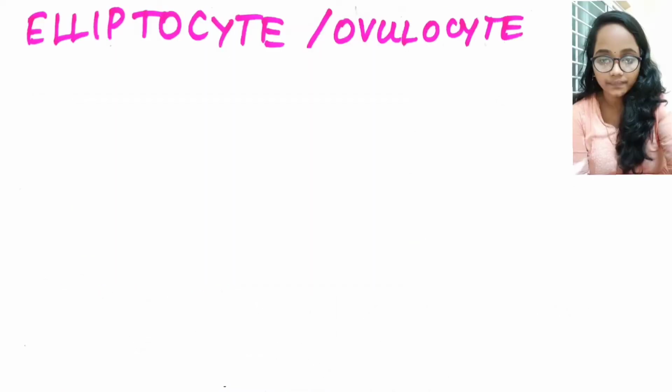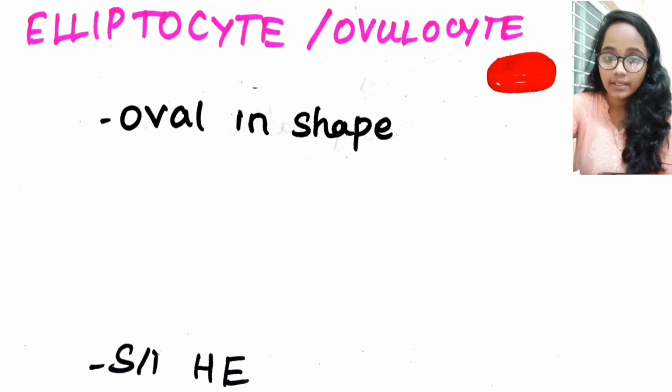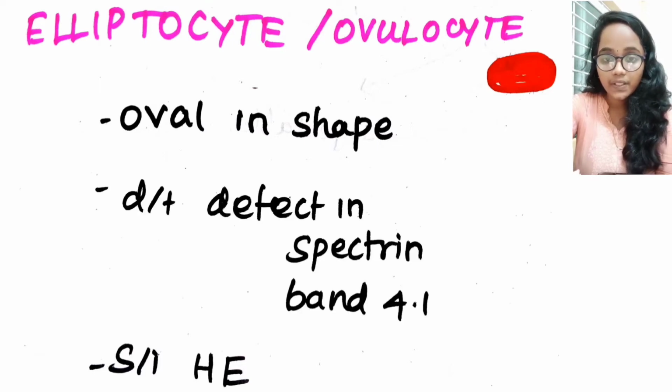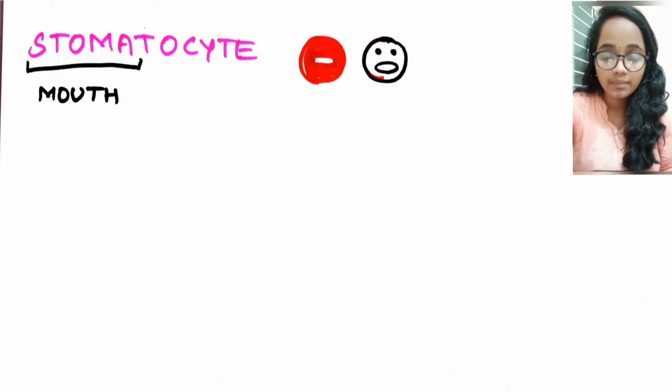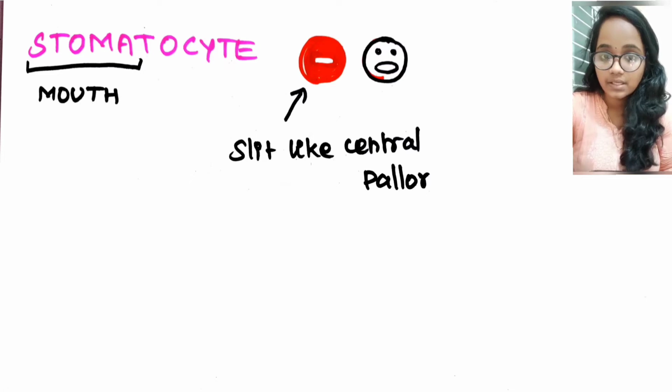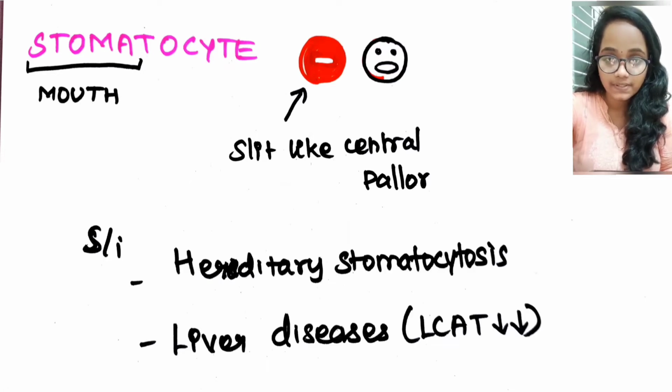These are horizontally oval cells. These cells are elliptocytes. They are seen in hereditary elliptocytosis. It is mainly due to a defect in spectrin. Stomatocytes. Stoma means mouth. A slit-like central pallor is seen in stomatocytes. These stomatocytes are seen in hereditary stomatocytosis and in cases of liver disease and LK deficiency.